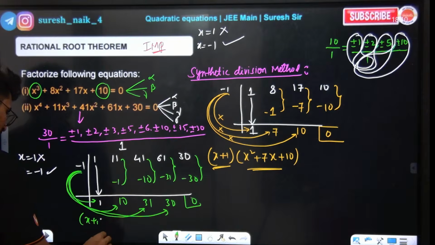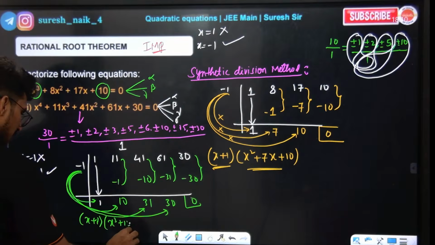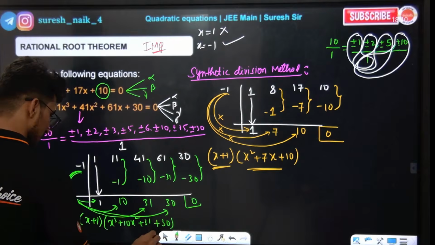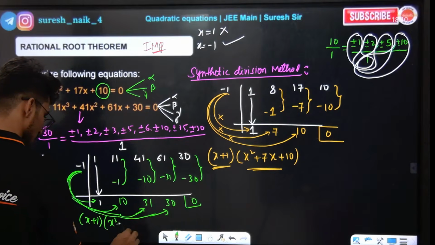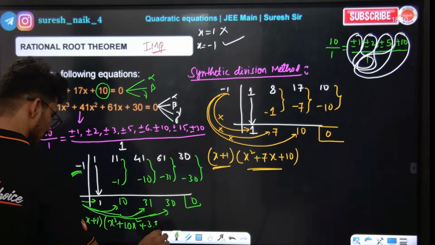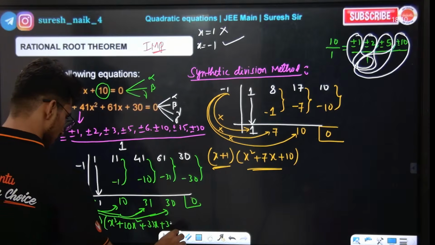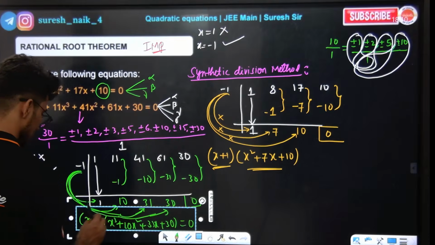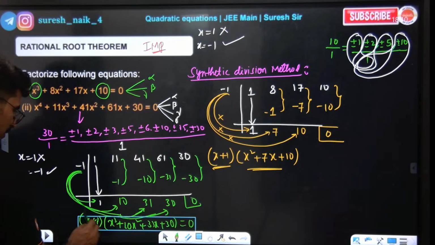Now tell me, x plus 1 into this, which is a cubic again: x cube plus 10x square plus 31x plus 30 is equal to 0. Check. Now this is our cubic polynomial. Did you get the point or not?